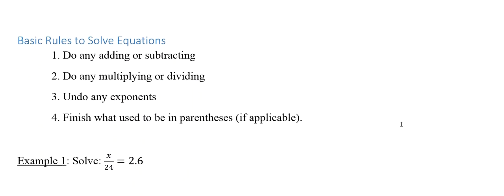Okay, so when we are doing this, we have to think about, is there a certain order that we have to do it in? And really we're going to do the order of operations backwards. So instead of ending with adding and subtracting, we're going to start with doing any adding or subtracting. Then we're going to do any multiplying or dividing. Then we'll deal with the exponents and then the parentheses at the end.